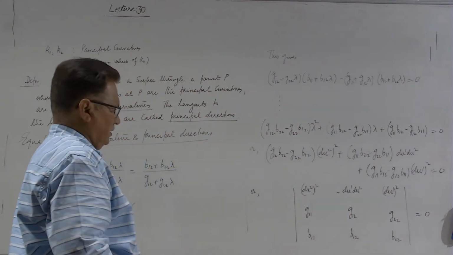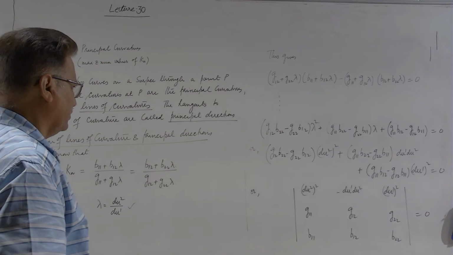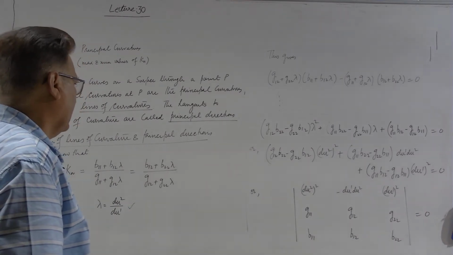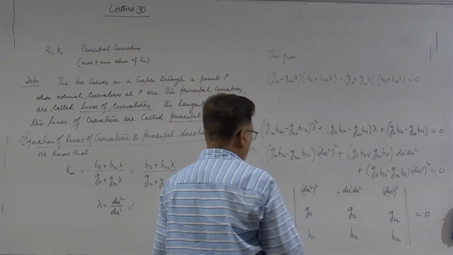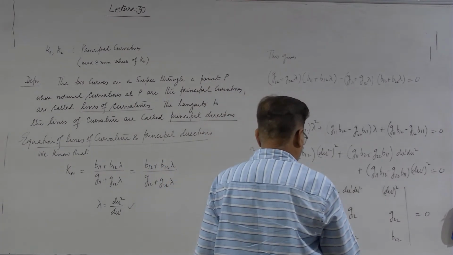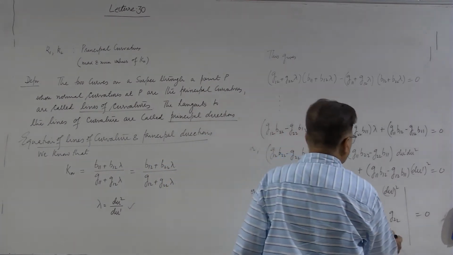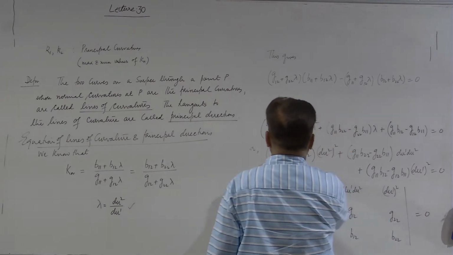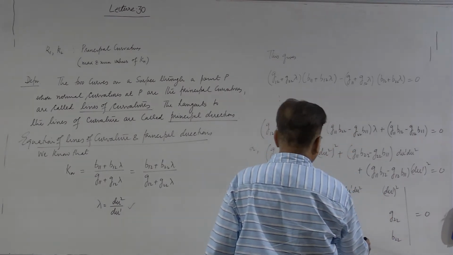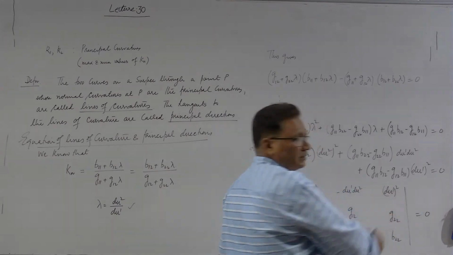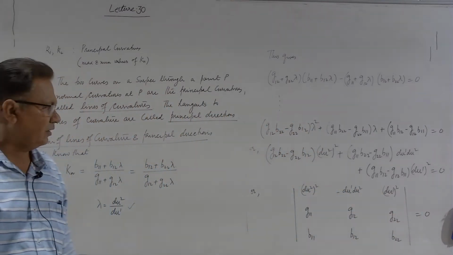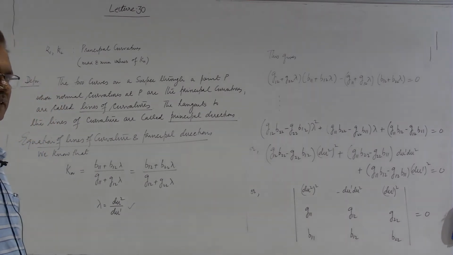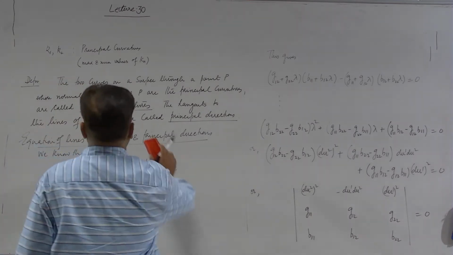This is an expression which is simple to remember and very symmetric. You can see whether I have written it correctly or not. du2 square is g12 into b22 minus g22 into b12. Similarly, other terms also you can check it out. So, this is known as the equation of principal direction as well as the lines of curvature.